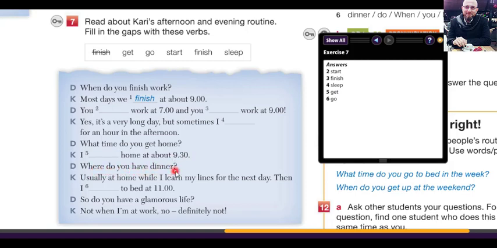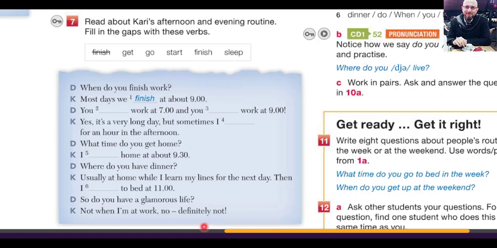Where do you have dinner? Usually at home while I learn my lines for the next day. Then I go to bed at 11 o'clock. So do you have a glamorous life? Not when I'm at work. No, definitely not. Okay.